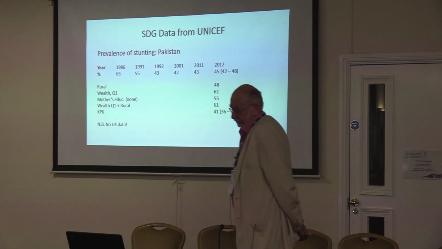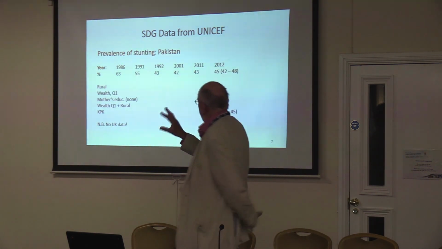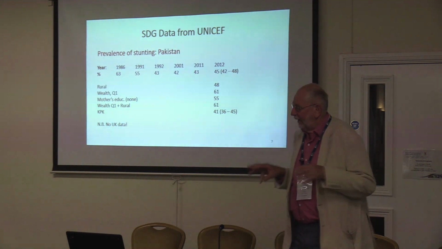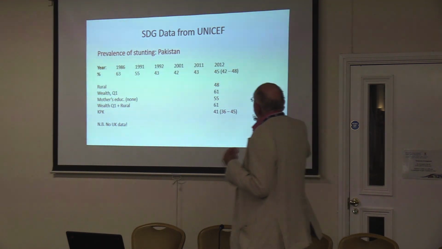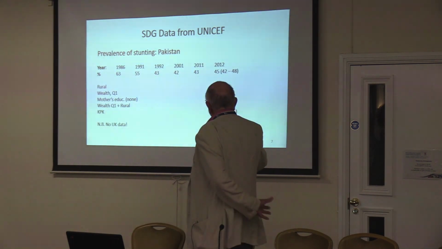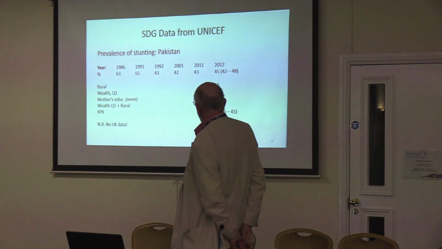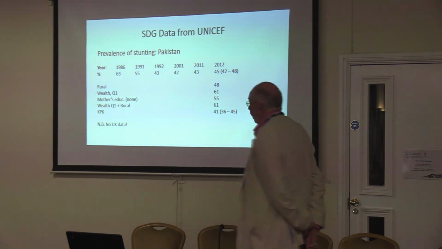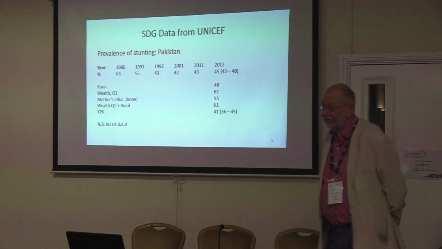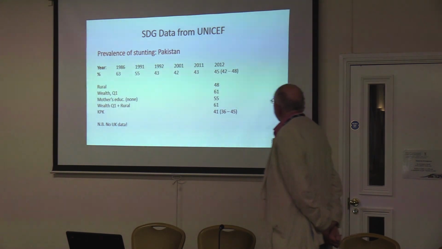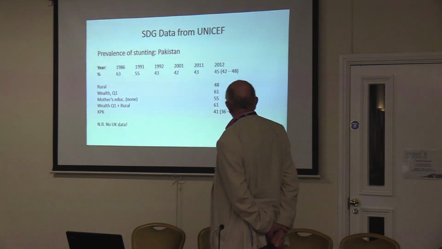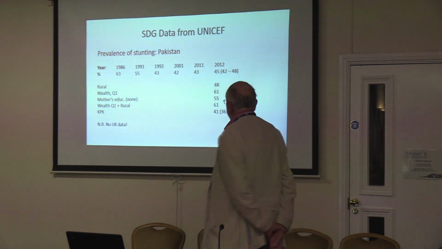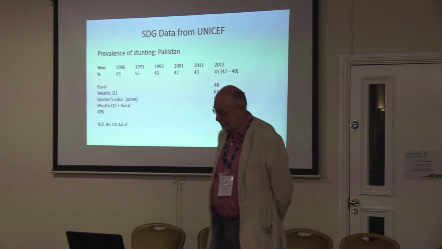But these are data sources, these are time series constructed from different data sources. Only in 2012, which is the most recent study, at least as far as the data on the UNICEF site go, are we given any sense of uncertainty in these estimates, so that the figures in brackets there, the prevalence is 45%, but the confidence interval is 42 to 48%.